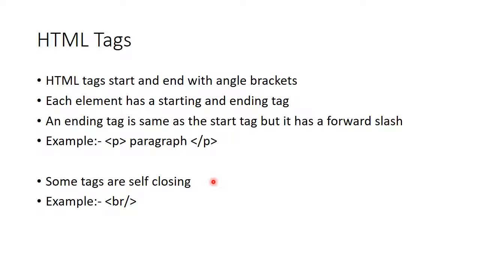There are some tags that do not require an ending tag. These elements are usually something that does not have any content, and they are called self-closing tags. Line break tag is one good example of self-closing tags. Keep in mind that here a line break tag has the forward slash after the name of the tag.